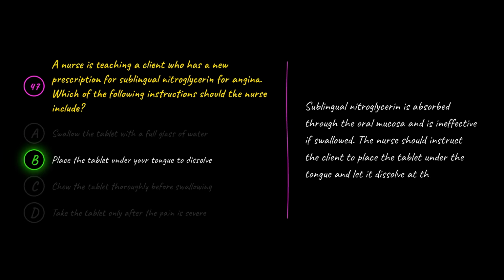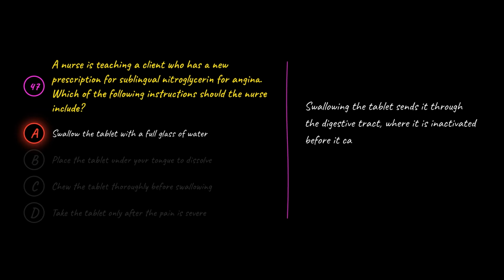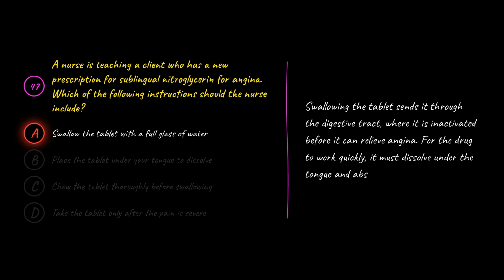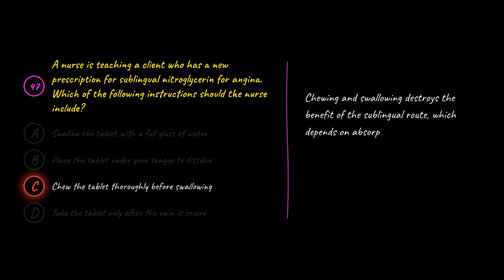A is wrong because swallowing the tablet sends it through the digestive tract, where it is inactivated before it can relieve angina. For the drug to work quickly, it must dissolve under the tongue and absorb directly into the bloodstream. C is wrong because chewing and swallowing destroys the benefit of the sublingual route, which depends on absorption through the mucosa.